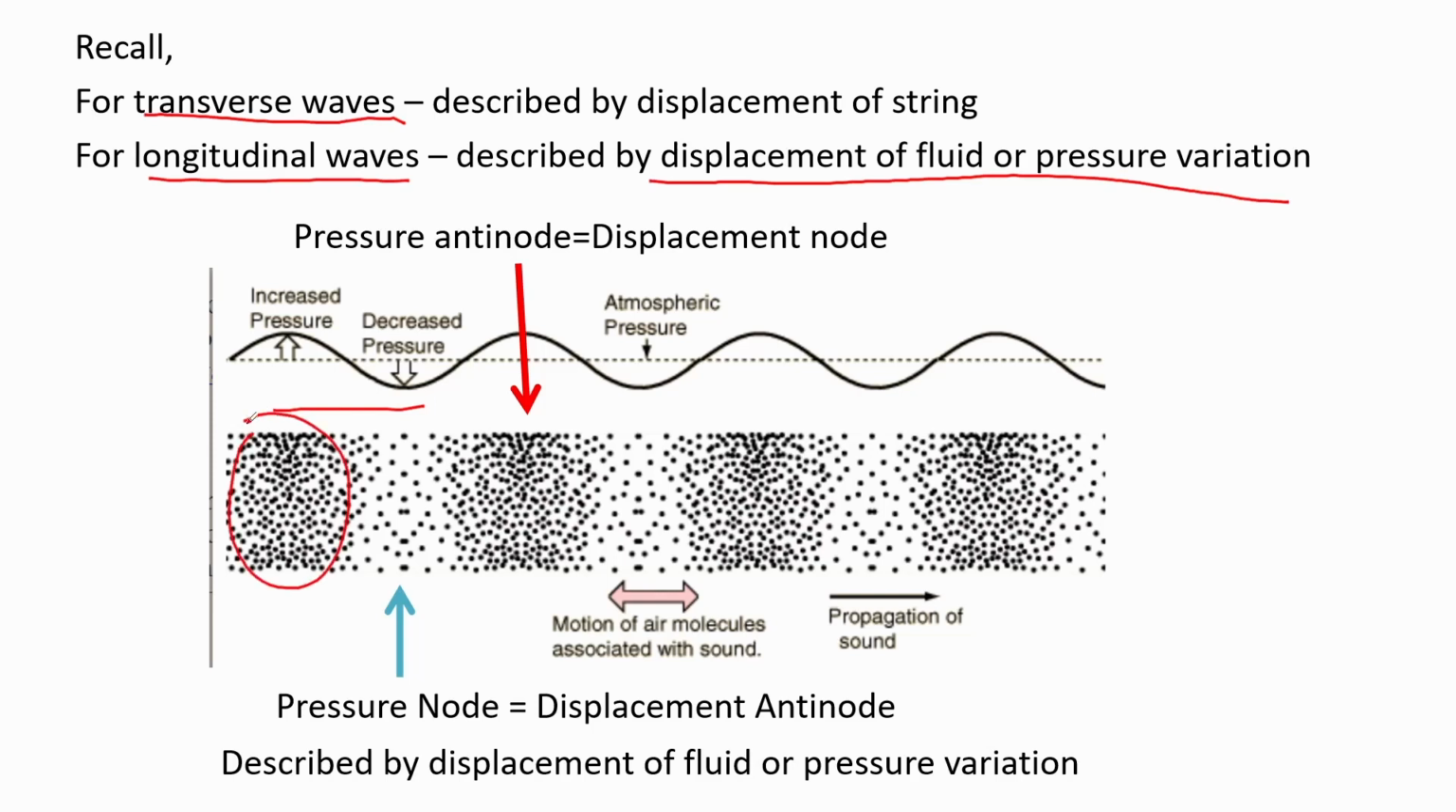When particles are compressed, there is an increase in pressure, and this position is called the pressure antinode. When the particles are fewer or far apart from each other, there is a decrease in pressure, and this position is called the pressure node. The position of the pressure node is the position for the displacement antinode. So, we see.